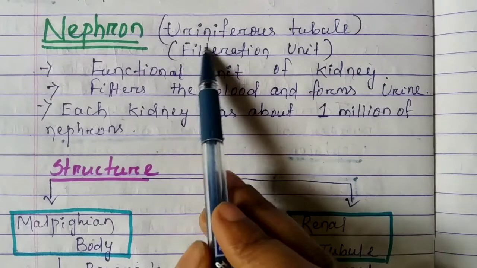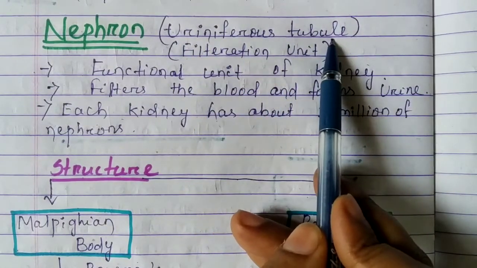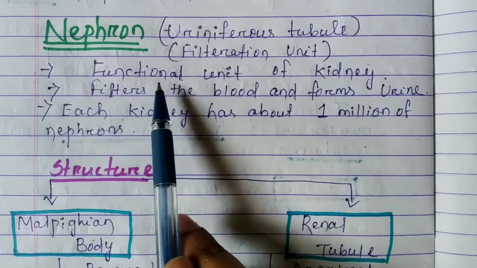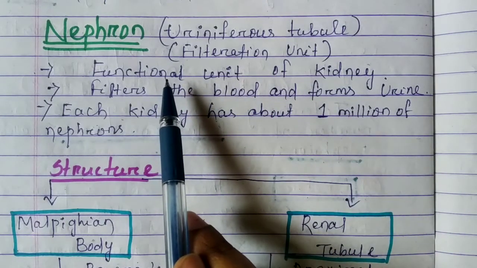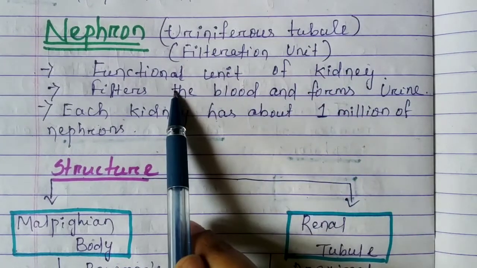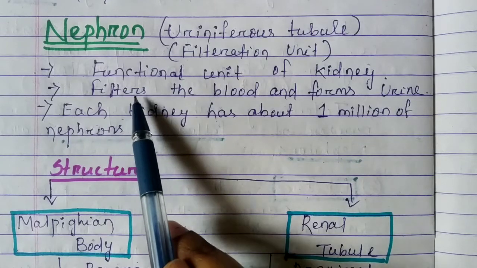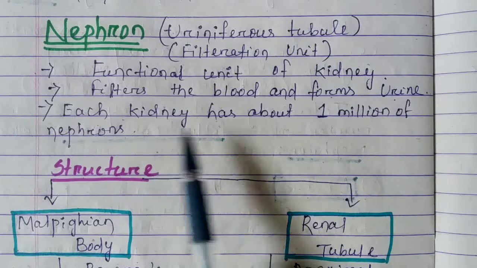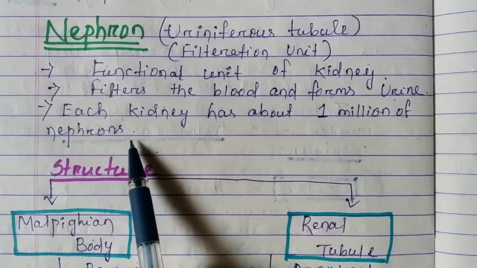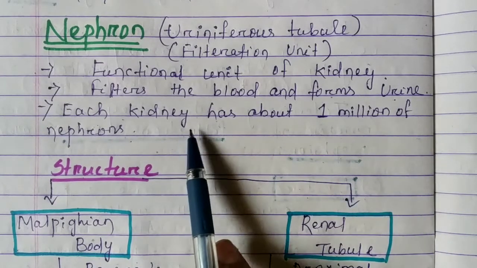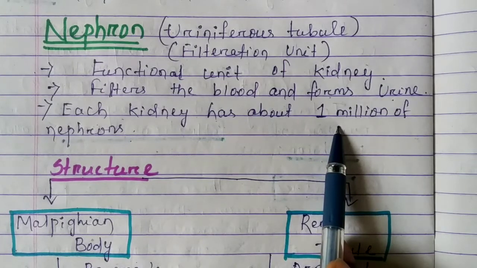Nephrons are also known as uriniferous tubules, and also known as the filtration unit. That means the function of kidney is actually occurring in the nephron. That is why it is also known as the functional unit of kidney. What the nephron does is it filters the blood and forms urine, and each kidney has about 1 million nephrons. And all of you know that we have one pair of kidneys, that means two kidneys. Each kidney contains 1 million nephrons.